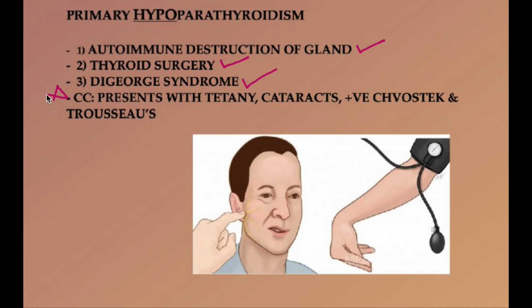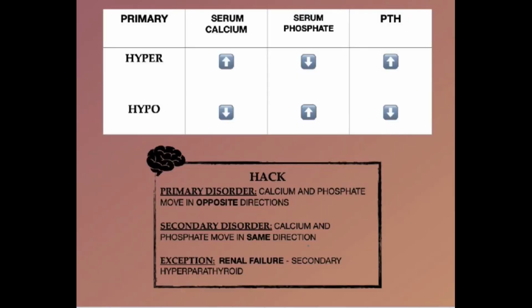Clinically, you will see a patient presenting with tetany, which is due to low serum calcium. You can test for low serum calcium by looking at the positive results of two signs, the Chvostek sign and the Trousseau sign. And patients can also present with cataracts.